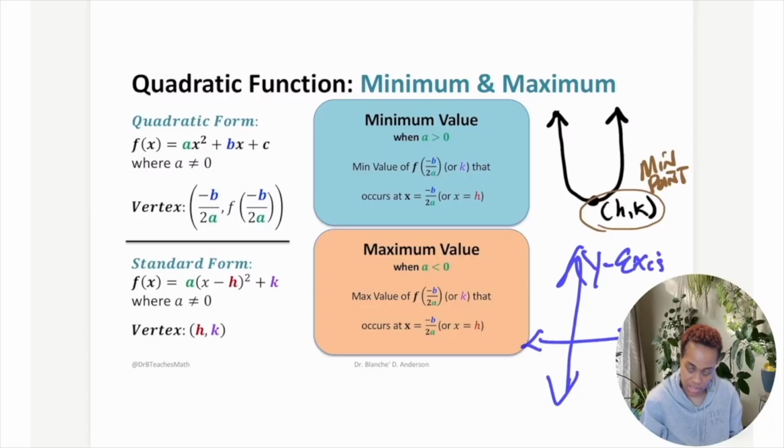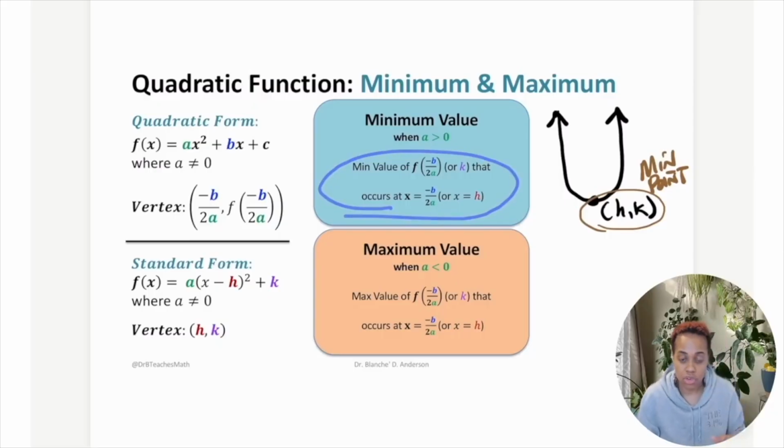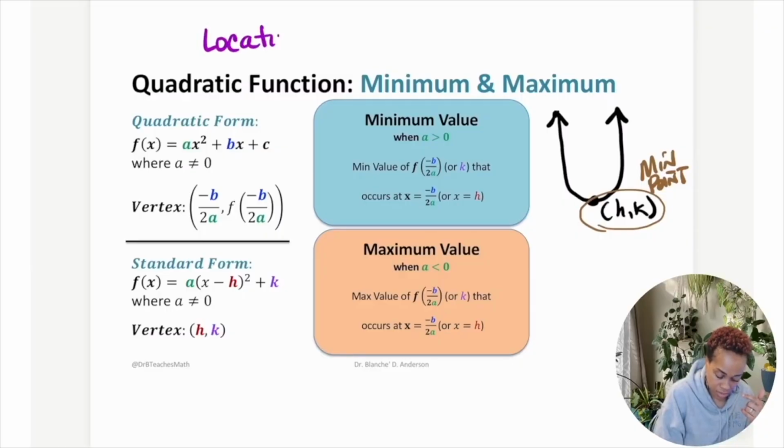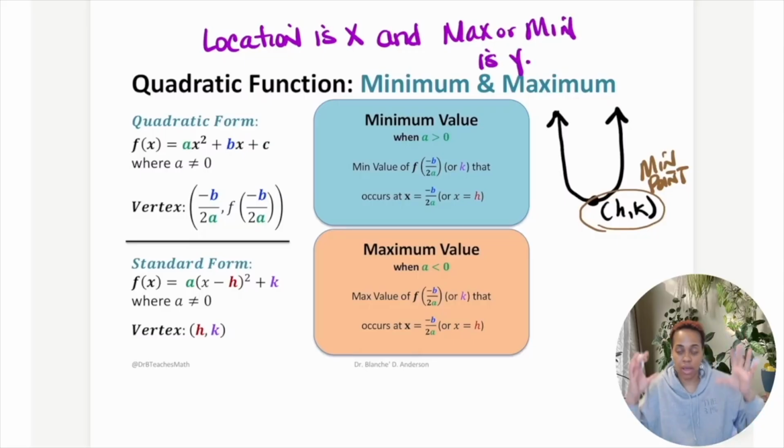And your x-axis tells you located where. So I have a minimum at y equals whatever at this x point. Your minimum value occurs at the y value of the graph, and it occurs at the x spot on it. So the location is x, the max or min is y. Let me write that down. So the location is x, and the max or min is y. And that's when you're talking about on the graph.